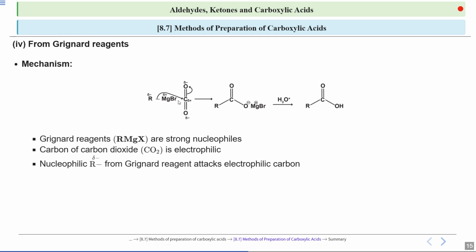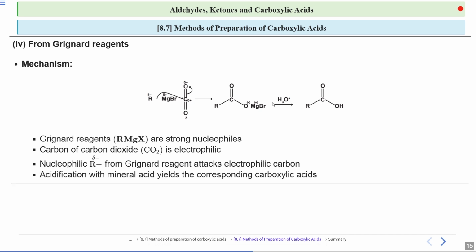Now in the next step, the nucleophilic R group from the Grignard reagent has a partial negative charge, and this MgBr has a partial positive charge. So this nucleophilic R group from the Grignard reagent attacks the electrophilic carbon in CO2. Now this forms a new carbon-carbon bond. If you see this R and this C, a new bond is formed. So you will see that this R gets attached to this carbon and the MgBr group gets attached to this oxygen. And further acidification with mineral acid yields the corresponding carboxylic acid.